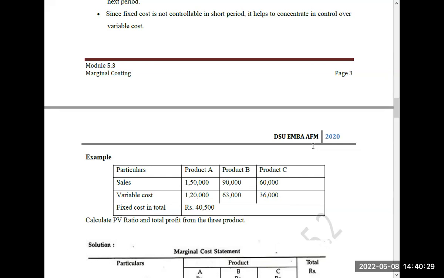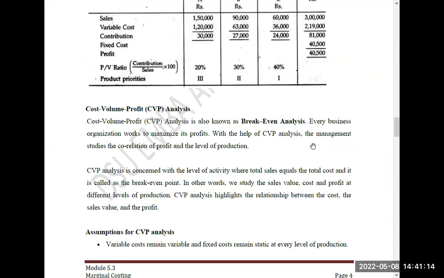What is the contribution of product A? 30,000 rupees is the contribution. What is the PV ratio for product A? How to calculate? I just told you. Contribution by sales, 0.2. It is 20%. Look at this, 20%.